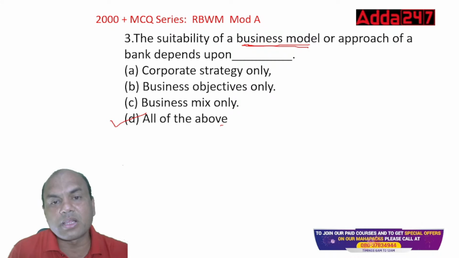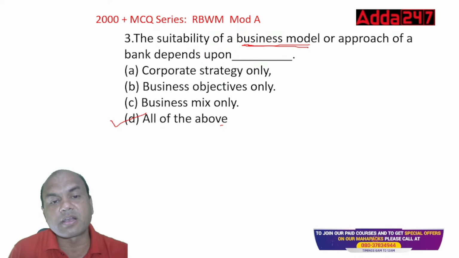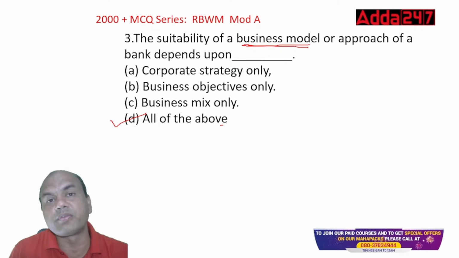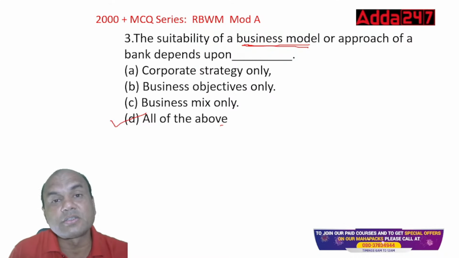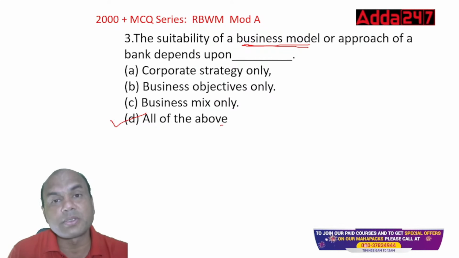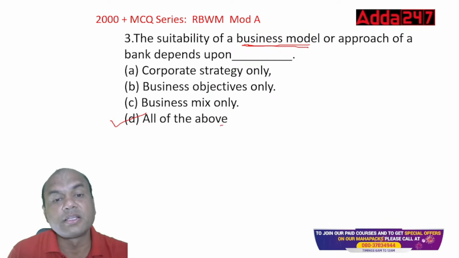Any model followed by the banks depends on what the corporate strategy is, what the business objectives are, what the business mix is. What is the business mix? Mix means what all products do we have. Products in the sense, not products, but the segment of the products. Do you have deposit products? Do you have loan products? Do you have third-party products? This is known as the mix.